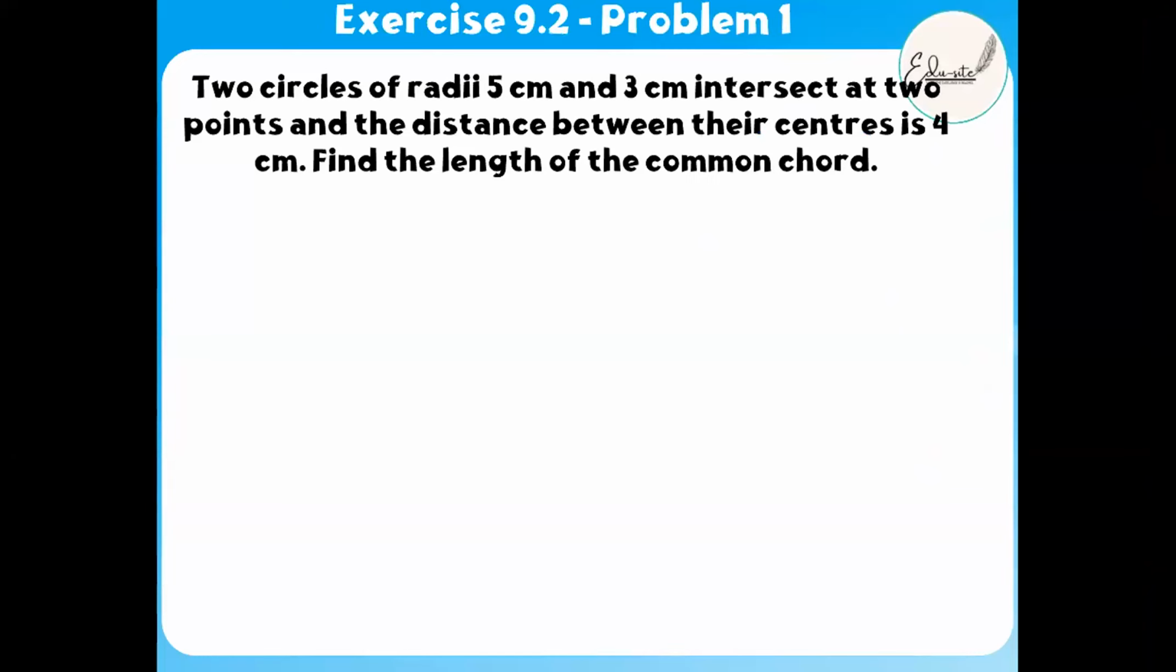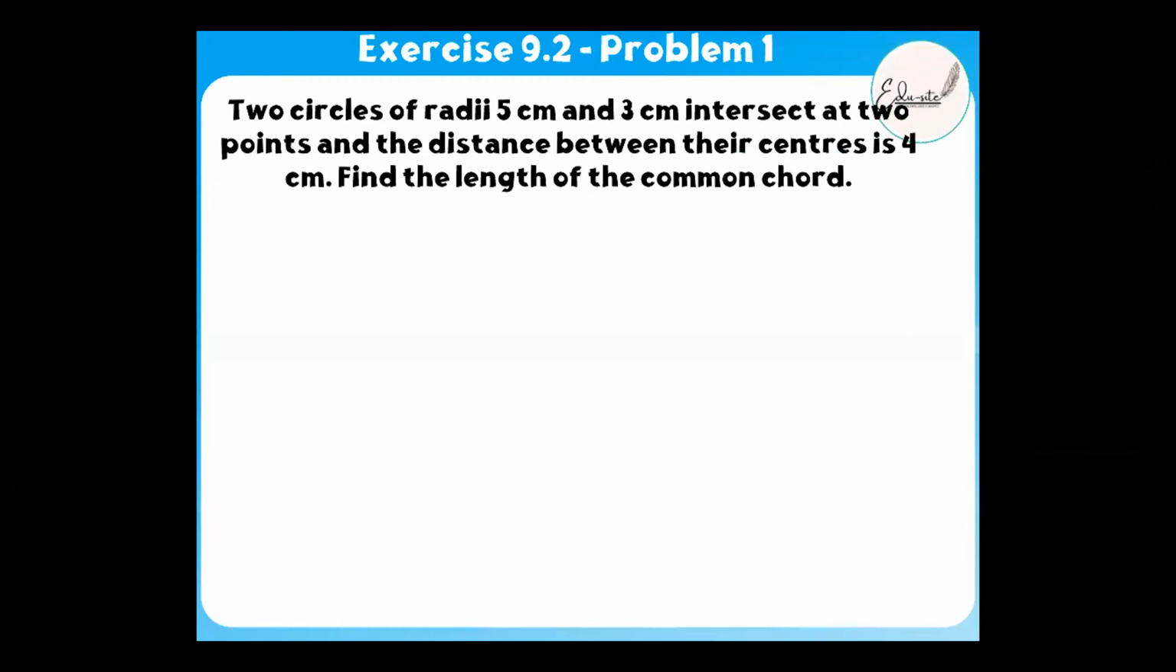Okay, beta? Yes. Are you ready? So we have, okay, the question is construct two circles of radii 5 centimeter and 3 centimeter intersecting at 2 points, and the distance between the centers is 4 centimeter. Find the length of the common chord. Let's just do a simple construction. How do you construct actually in a book?